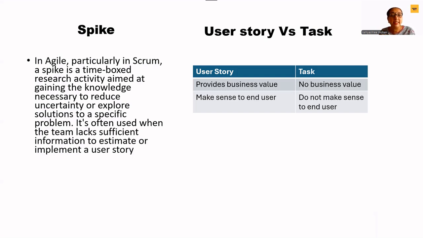So in Agile, particularly in Scrum, a spike is a time-boxed research activity aimed at gaining the knowledge necessary to reduce uncertainty or explore solutions to a specific problem. It's often used when the team lacks sufficient information to estimate or implement a user story.